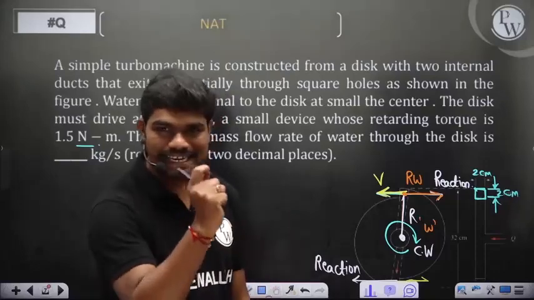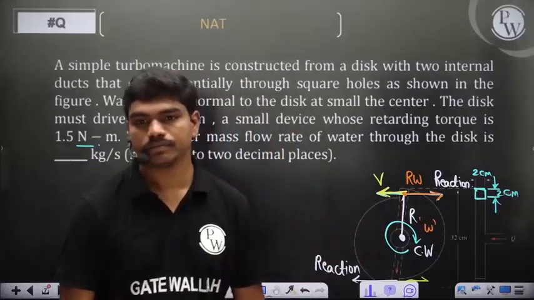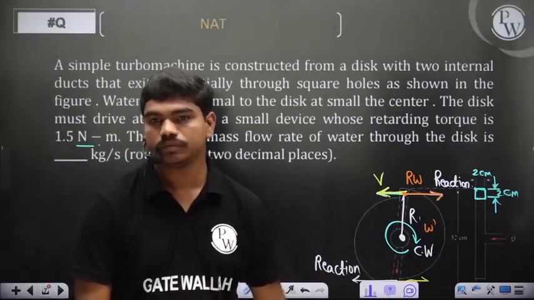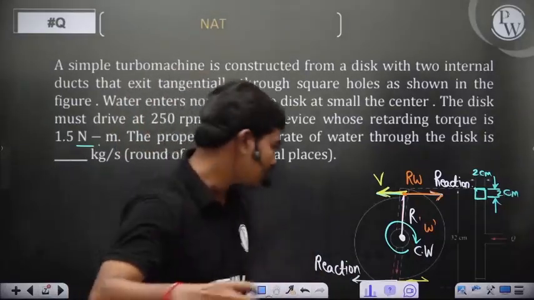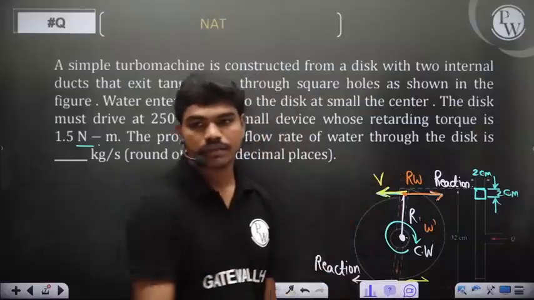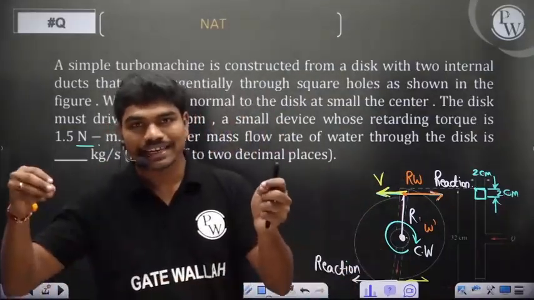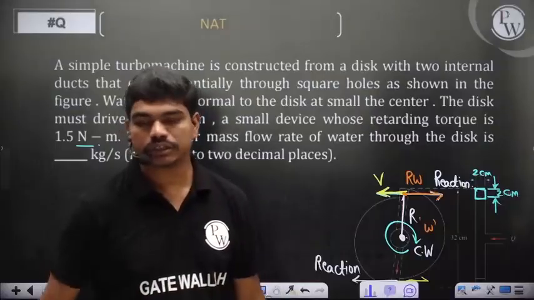But what is the radius at this inlet point? Can someone tell me? What is the radius at this inlet point? The fluid is entering normally at this point and then getting split up. So at the entry to the control volume, if you take this disk as the control volume, at the entry point, what is the radius you have?